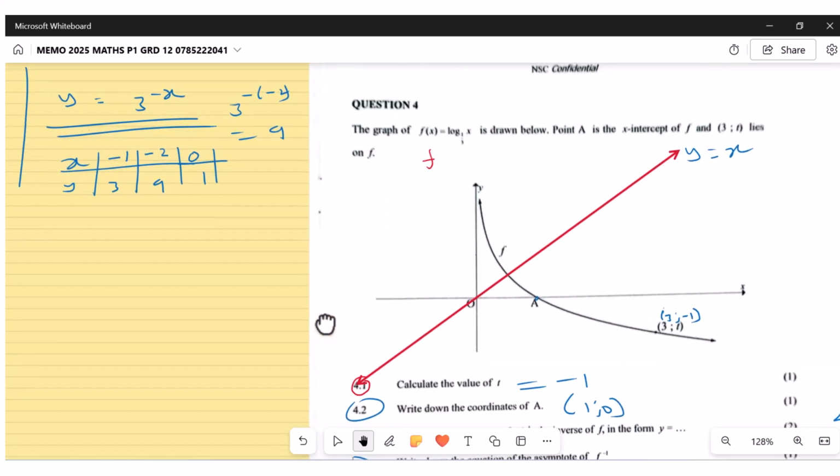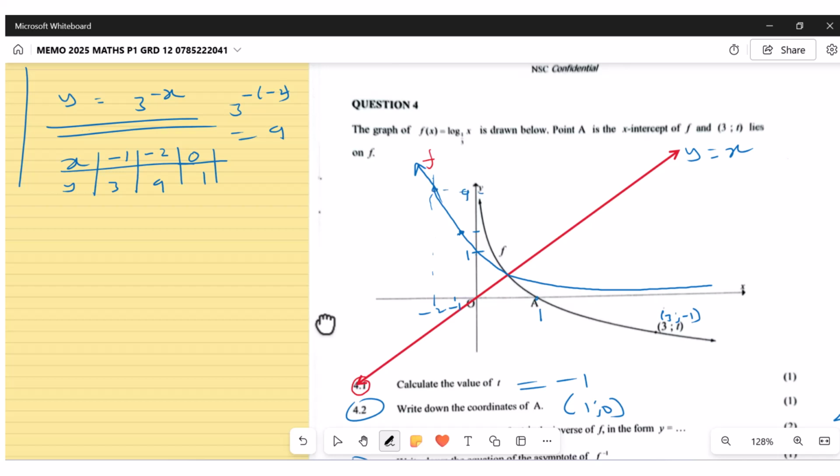So these points here: it is 1 here and 1 here. So negative 1 is to 3, somewhere here. And then negative 2 is to 9, somewhere here, so it sits up there like this. So this is our inverse which we have sketched here. Now, as you can see, the asymptote is this x-axis. So our answer for the asymptote is y equals 0, or you can say the x-axis.